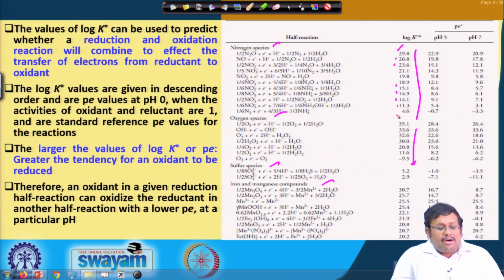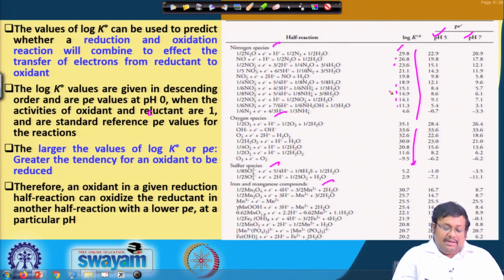So, the activities of oxidant and reductant are 1, as standard, and these are the standard pE values for the reaction. We can see standard pE values for two different pH, one is pH 7 and the other is pH 5. For each of these species, nitrogen species, oxygen species, sulfur species and iron inorganic compounds, all these reactions are arranged basically in descending order of their log of equilibrium constant.